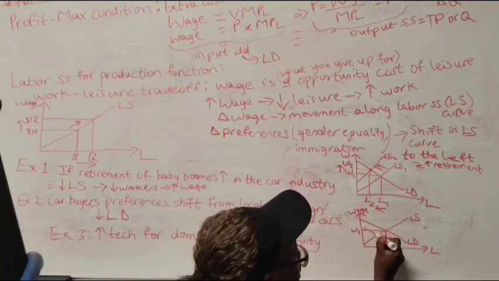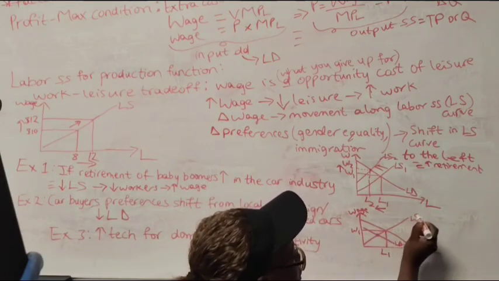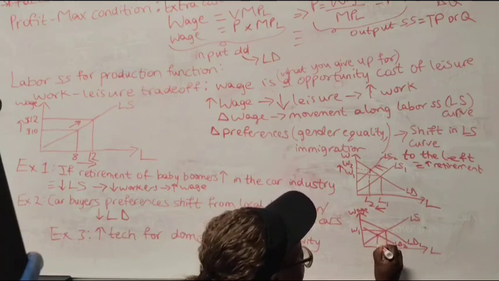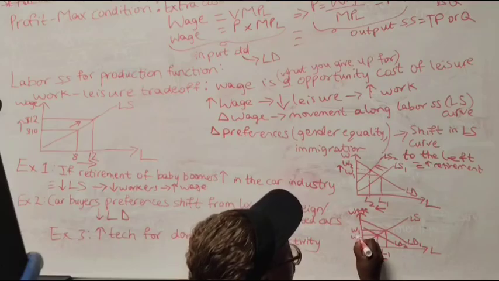The labor demand curve shifts to the left. So you have LD1, LD2. You have this new point of intersection with the labor supply curve. And at this point, you see that your workers actually reduce, but at the same time, your wage reduces.